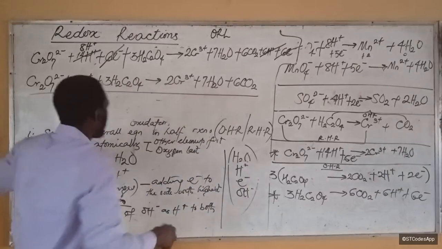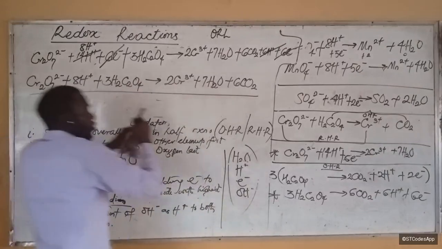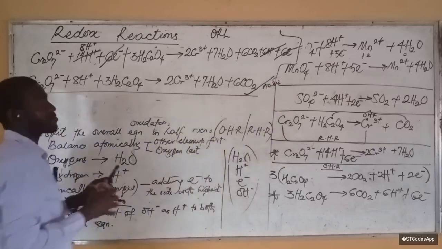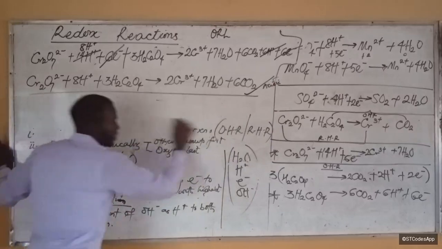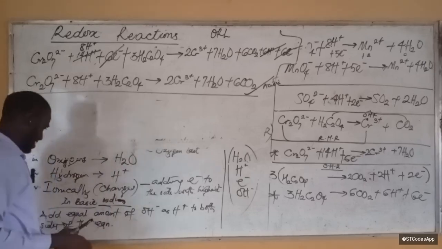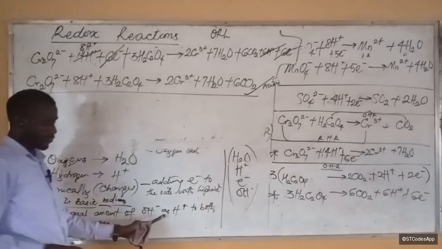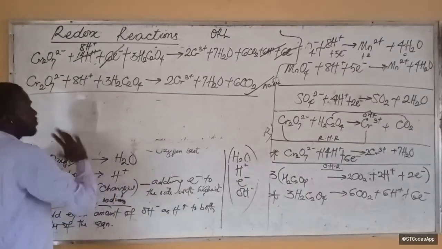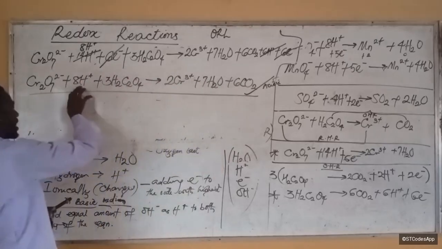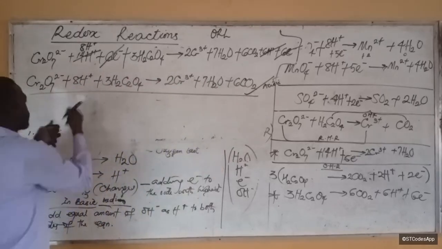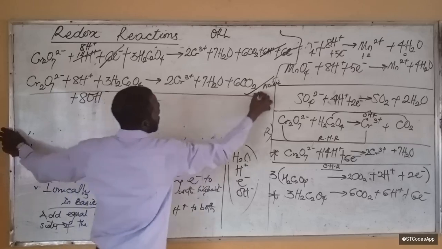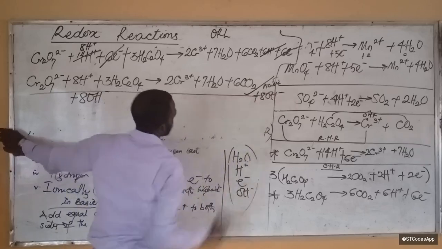Let me now show you how to balance in basic medium. This is correct now for acidic medium. If the question says to balance in basic medium, very simple. Just go one more step. After balancing in acidic medium, add an equal amount of OH minus as H plus to both sides. How many H plus do you have inside this reaction? We have it on this side, and how many is it? 8. So come and add plus 8 OH minus to this side, and to that side too, plus 8 OH minus.